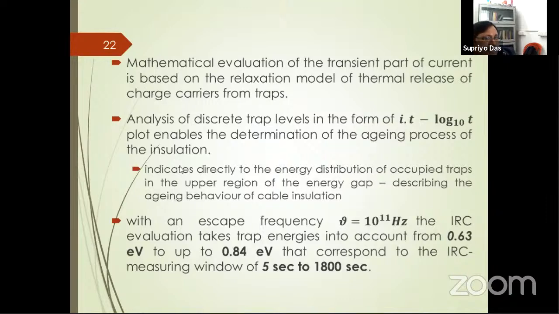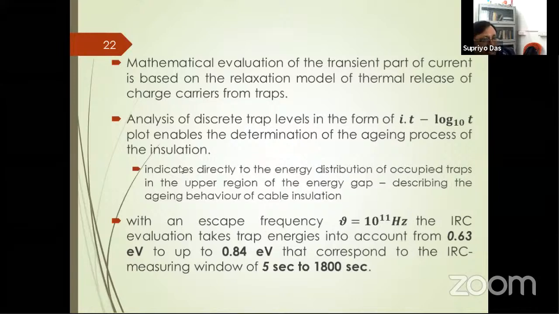So basically, the concept is that mathematical evaluation of the transient part of current is based on a relaxation model of thermal release of charge carriers from traps. So it is a relaxation model, where charge which gets trapped in the insulation is released under thermal stress. Based on that, this relaxation model is used.